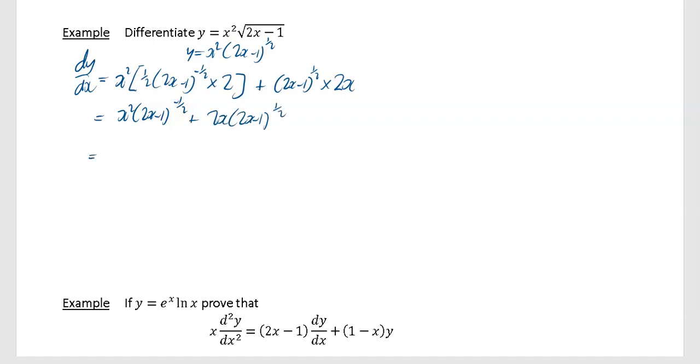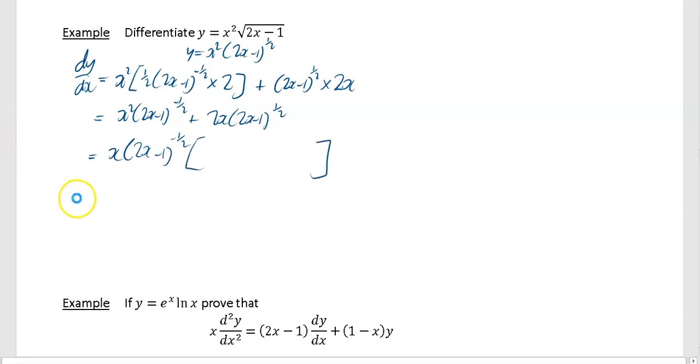Okay, we want to then factorize out what's common. You've got an x squared term and a 2x term, so you can pull out an x from it. You also have 2x minus 1 in this bracket and this bracket. They're the same, but they have different powers. So when you factorize out, you pull out the smallest of each, so we want to pull out this one here. So out comes (2x minus 1) to the power of minus a half, and then we'll do our square bracket and see what has to go inside.